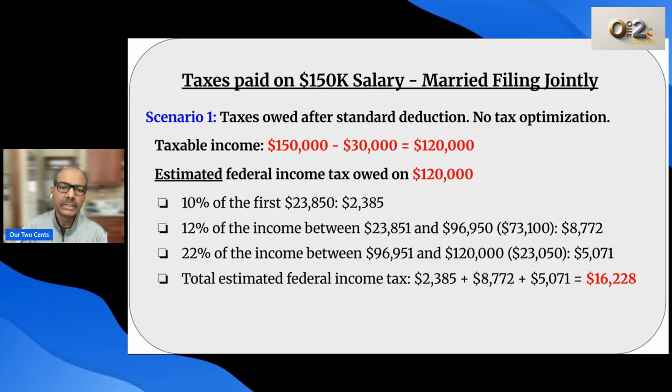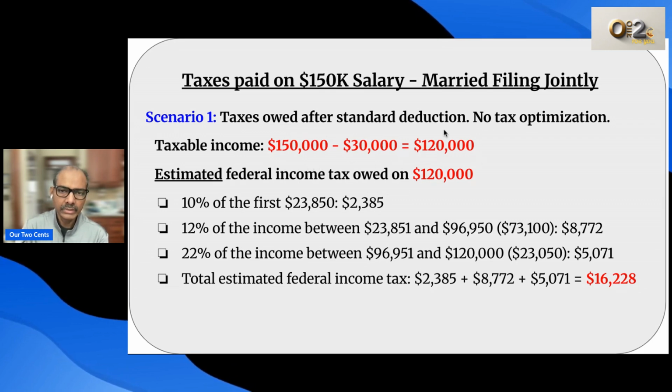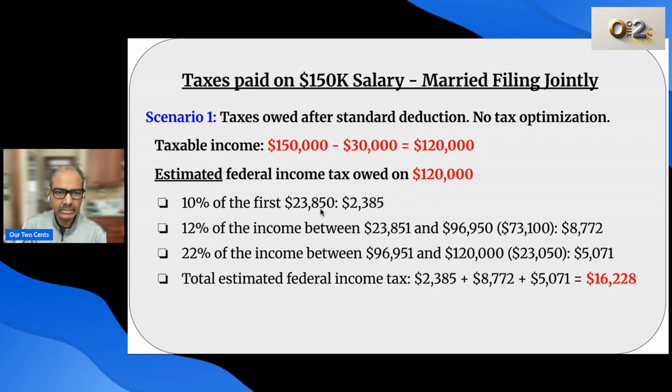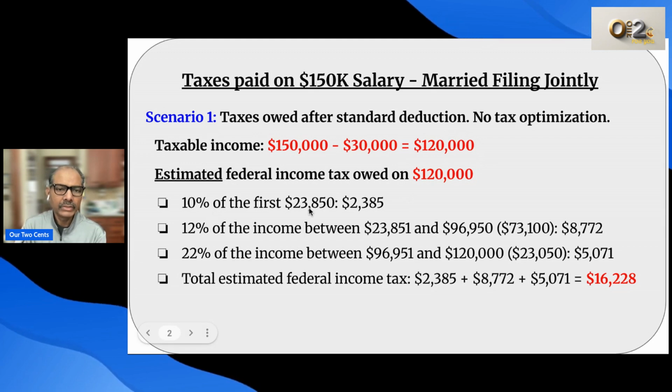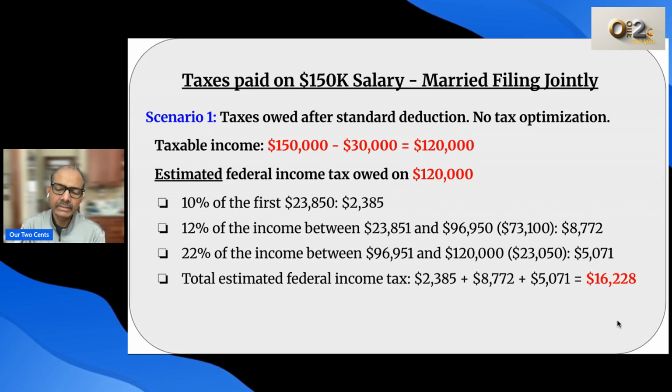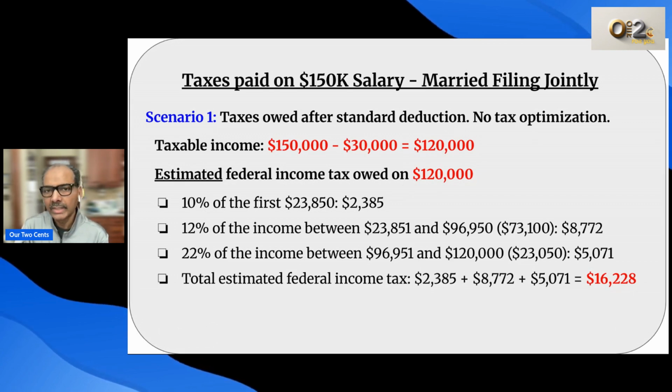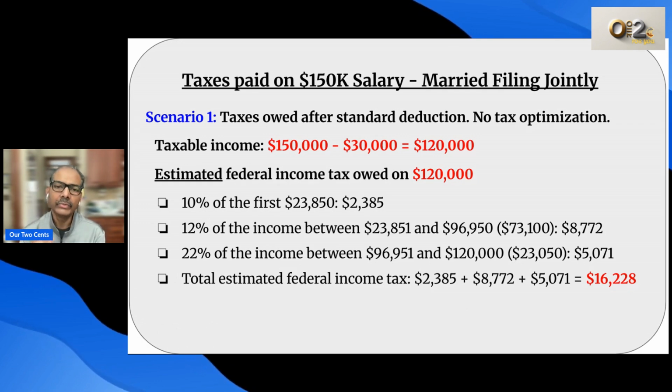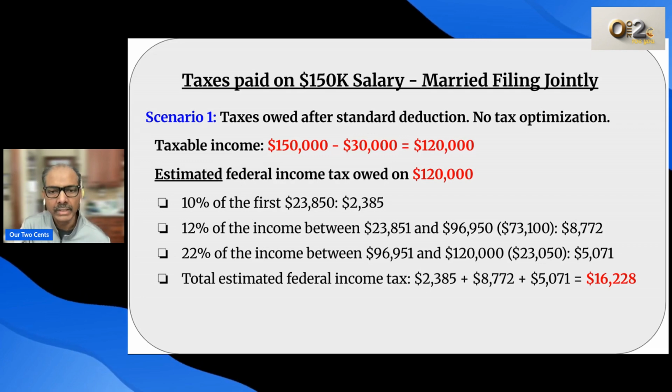And if you reduce $30,000 from your total salary, $120,000 is the amount that will get taxed. And based on the tax brackets, you can see the first $23,850 will be taxed at 10%, and then 12%, and 22%. If you add all of them, your tax liability is $16,228. The assumption here is they did not contribute anything towards a retirement account or any other account that might save on taxes, right? So the first scenario, no tax optimization.